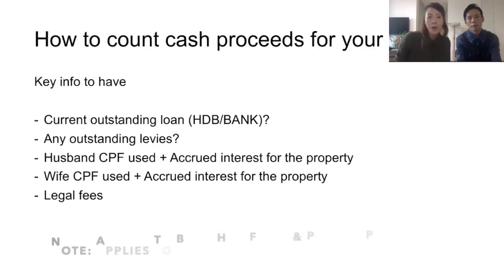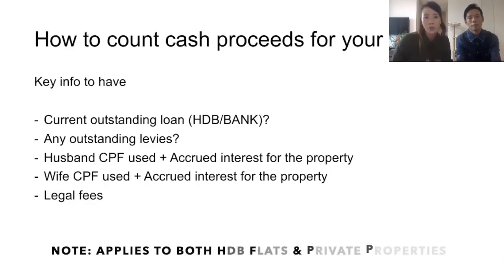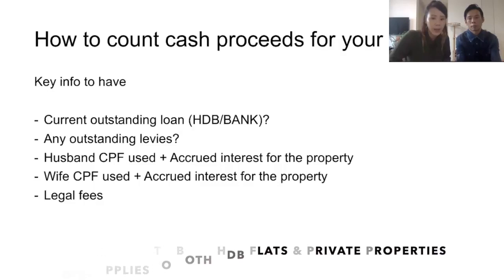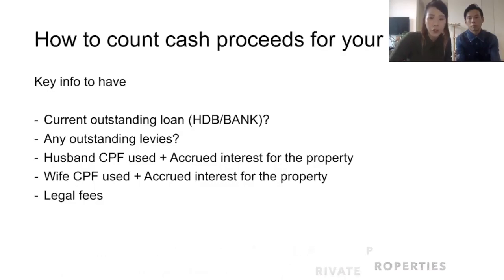A simple step-by-step approach to this is to have these following key information on your hand. So you look for your current outstanding loan, either from HDB or financial institutions, which is our banks. You take into consideration if there's any outstanding levies to be paid, for instance, HDB maintenance, lift upgrading, CPF accrued interest and amount used from both names that are inside the property. Last but not least, you also would have conveyancing fees, which translate to legal fees as well if you sell your property. So you will actually need to take into consideration when you're counting your cash proceeds as well.